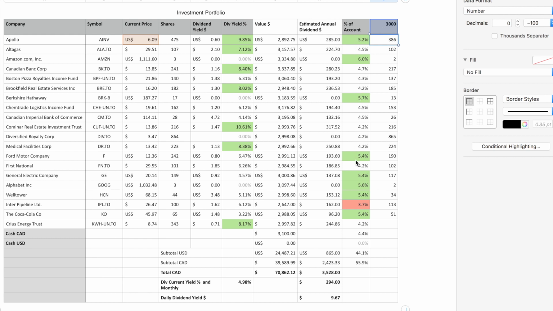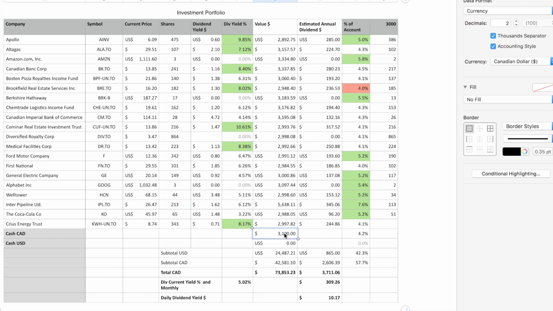I look down the account to see if there are any stocks that I have that are less than my 4%. And of course this one in red, Interpipeline. And it says that for $3,000 I can purchase 113 shares at the current price of $26.47. And this is where I can play with this chart, and I could say, okay, if I purchased 113 shares, I would manually change this to 213 shares, and we'll see what happens.